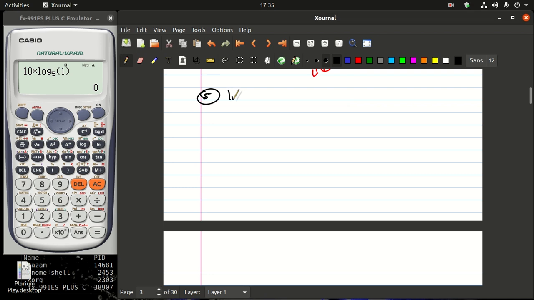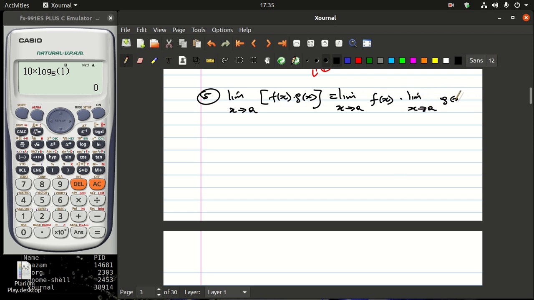Now, the limit as x approaches a of f of x times g of x. This limit is the same as the limit as x approaches a of f of x times the limit as x approaches a of g of x. This means that as long as this limit exists and that limit exists, you can take this limit first and then take that limit second, and then you multiply them, and you will be sorted. Now let's take another example here.